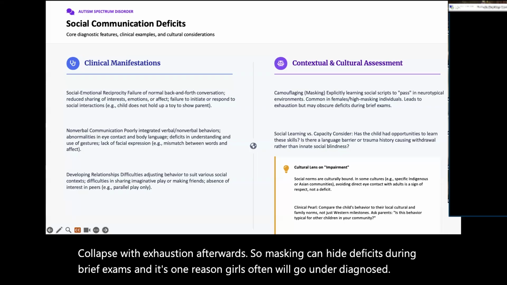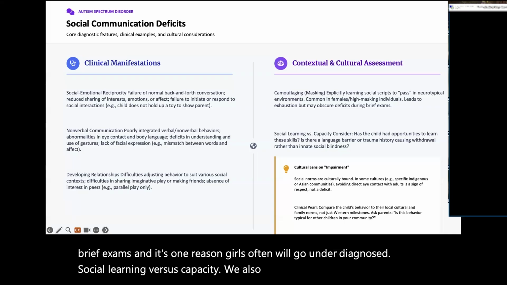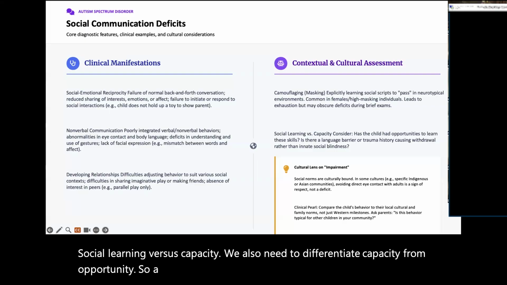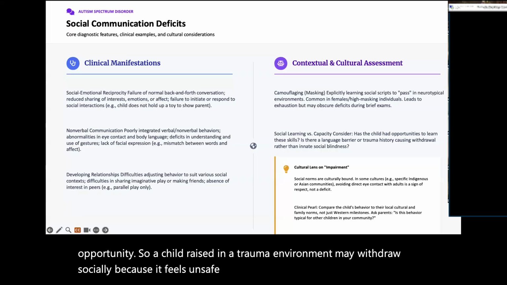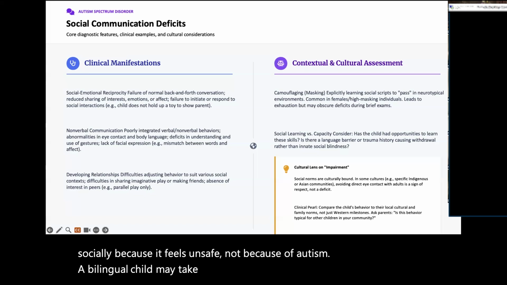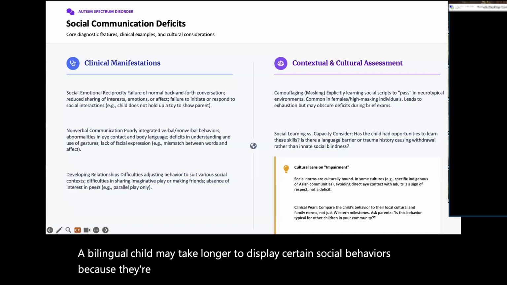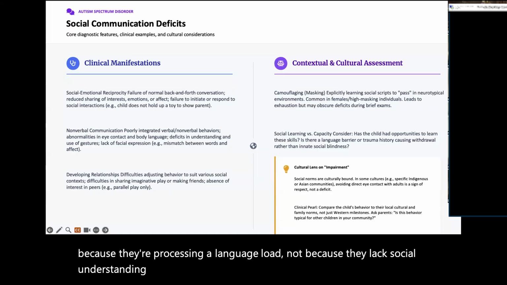Social learning versus capacity. We also need to differentiate capacity from opportunity. So a child raised in a trauma environment may withdraw socially because it feels unsafe, not because of autism. A bilingual child may take longer to display certain social behaviors because they're processing a language load, not because they lack social understanding. So always ask, has this child had the opportunity to learn this skill?